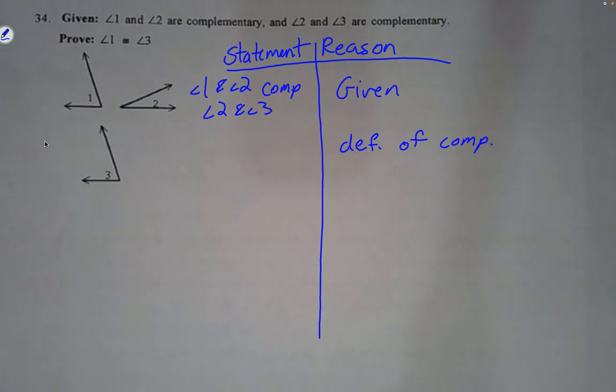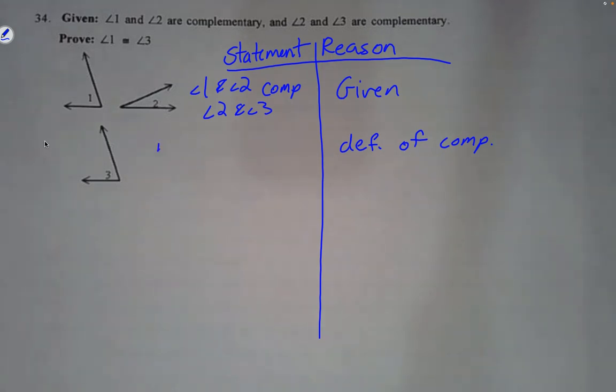What'd you say? I just wrote statement and reason, and I wrote 1 and 2 and 2 and 3 are complementary. I was kind of lazy with it. It's okay. Okay, what is the definition of complementary angles? They add to 90. They add to 90. So what would I write next?